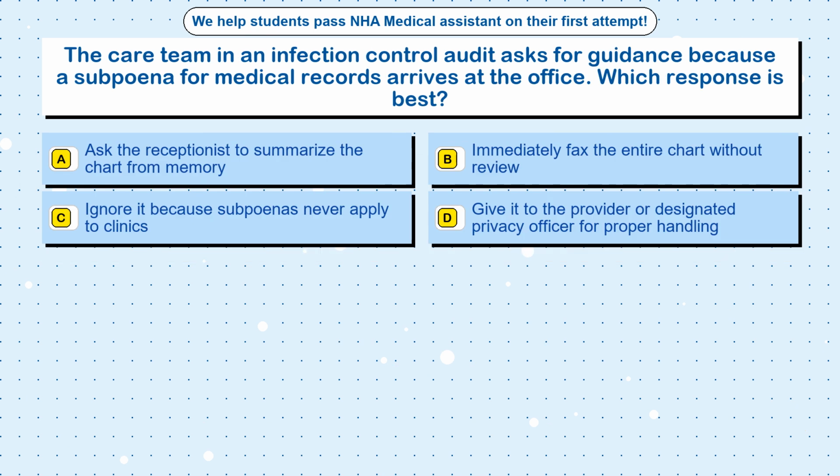Question 95. The care team in an infection control audit asks for guidance because a subpoena for medical records arrives at the office. Which response is best? Option A. Ask the receptionist to summarize the chart from memory. Option B. Immediately fax the entire chart without review. Option C. Ignore it because subpoenas never apply to clinics. Option D. Give it to the provider or designated privacy officer for proper handling.